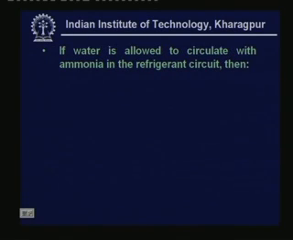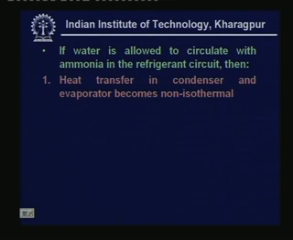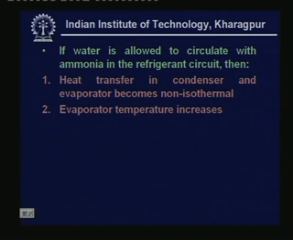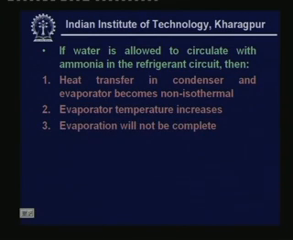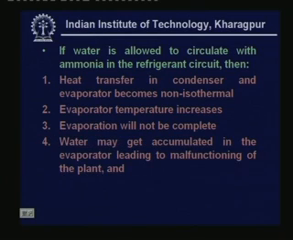So, if water is allowed to circulate with ammonia in the refrigeration circuit, what are the problems? The first problem is that the heat transfer in condenser and evaporator becomes non-isothermal. Then the evaporator temperature increases, evaporation will not be complete, water may get accumulated in the evaporator leading to malfunctioning of the plant, and finally the circulation ratio also increases. All these effects are detrimental to system performance.